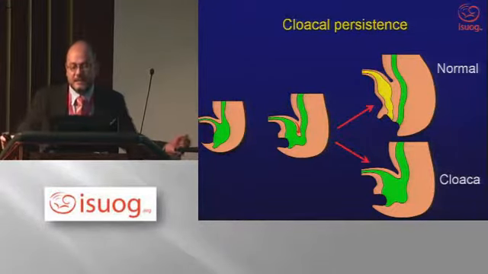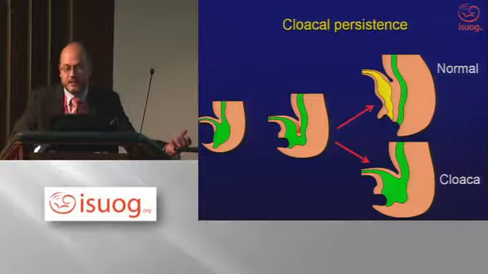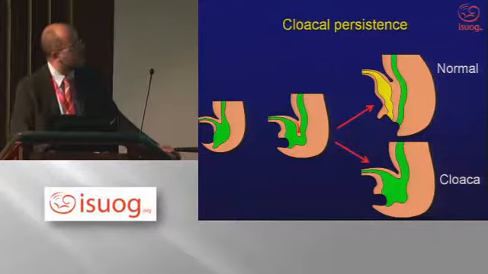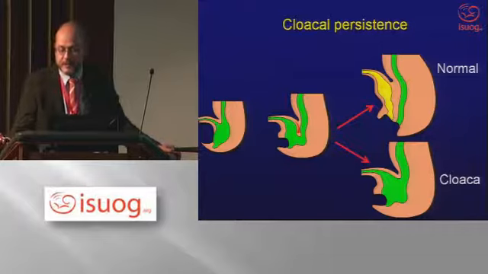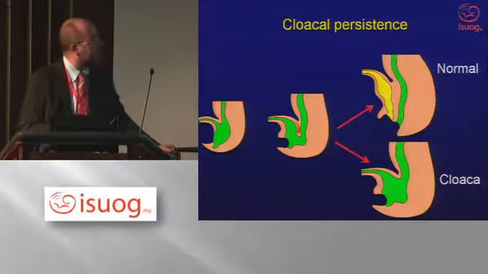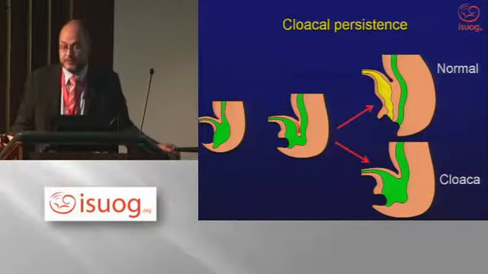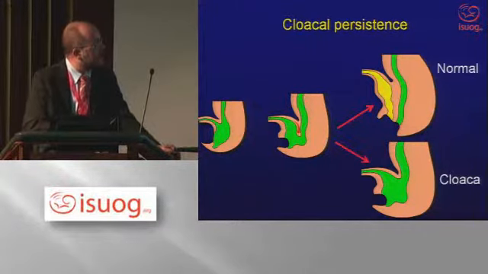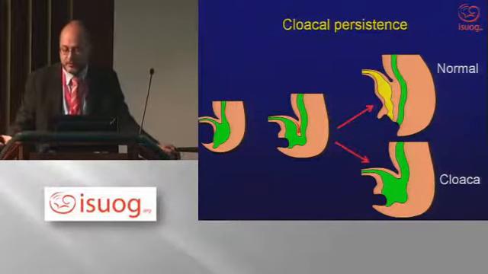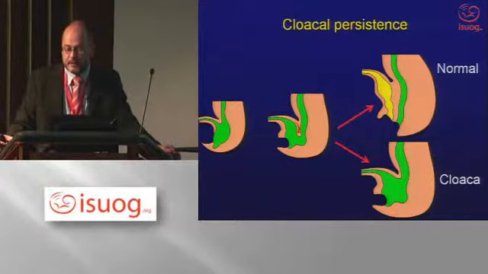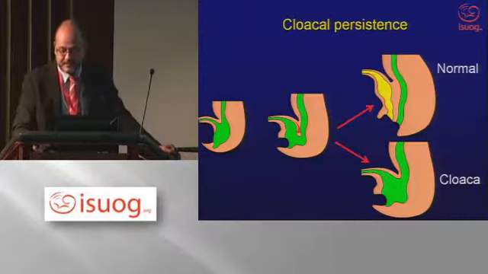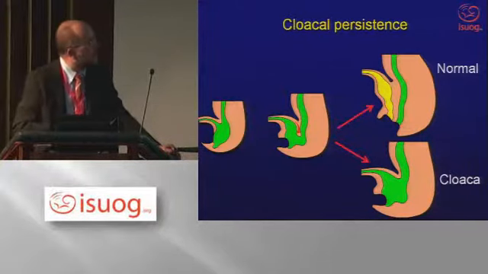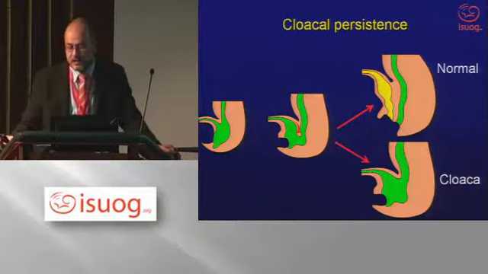Very quickly on cloacal persistence. Remember that in early embryonic development, the digestive tract, the urinary tract, and the genital tract have a common outlet, which is called the cloaca, like in birds. And then separation occurs of those by that downgrowing there, and you get a separation of the urinary tracts and the digestive tracts. And if that doesn't happen, or if it's incomplete, that's when you get what we call a persistent cloaca or cloacal abnormality.